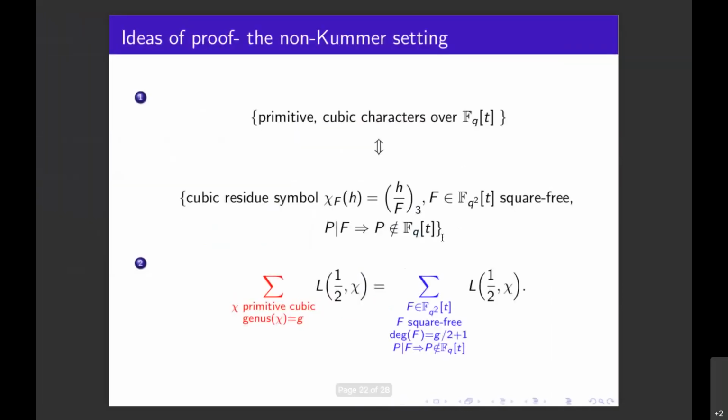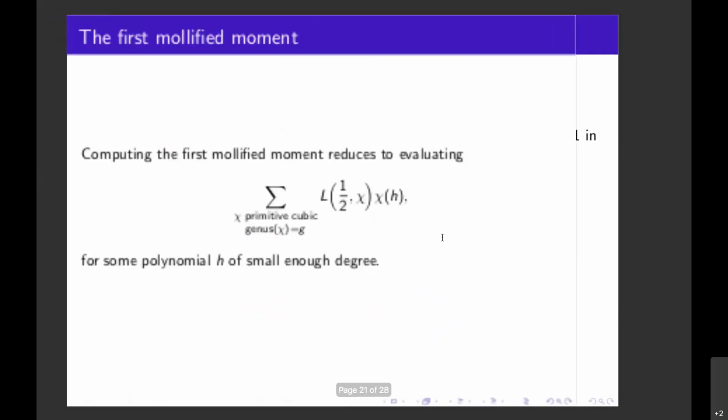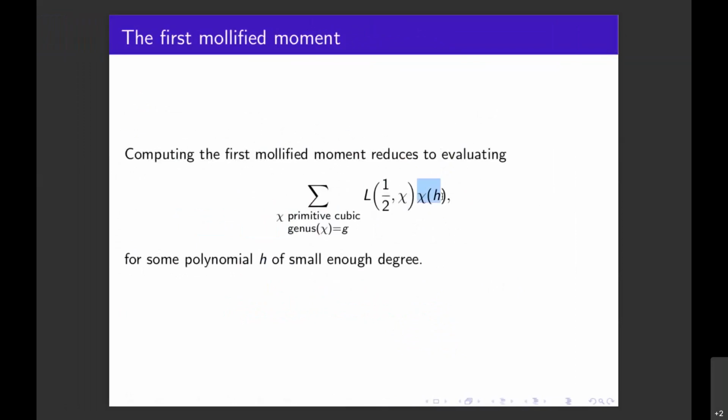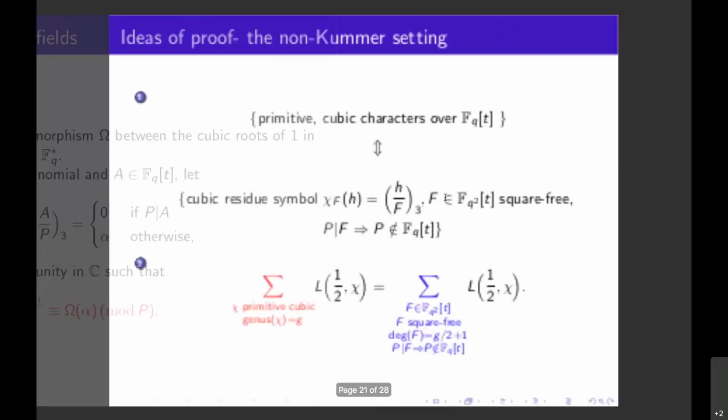Okay, now how do we actually compute the average of the L function? From now on, I'm just going to talk about the first moment untwisted. So over here, I'm assuming that chi of h is 1. The ideas are similar if we have the twist in here. So how do we compute that?